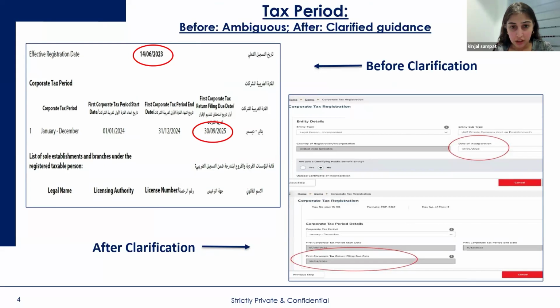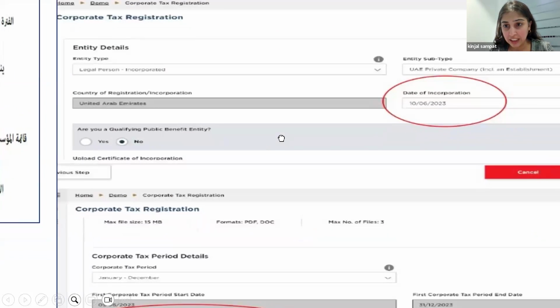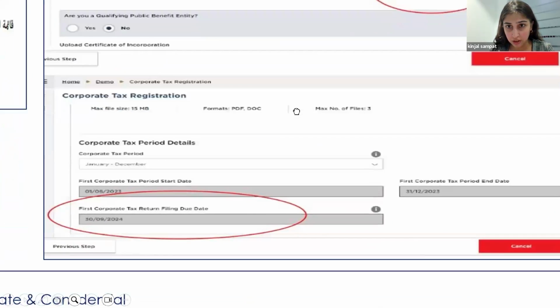Thank you. So Akansha, just to answer your question, if you see in the first screenshot, the effective registration date was 14/6 and the first corporate tax return filing due date was 30th 9 2025. However, can we zoom in a little, Kushal, if possible? If you see after the clarification, the date has now become 30th 9 2024.